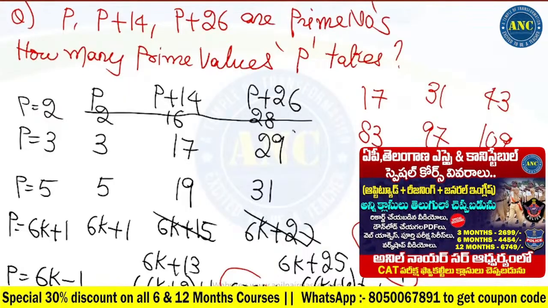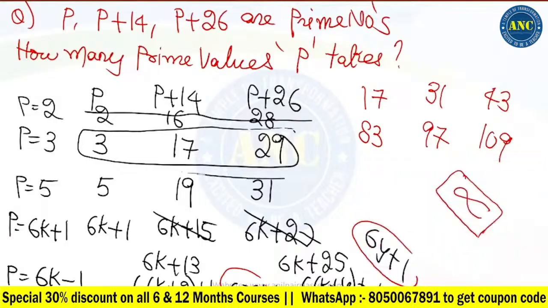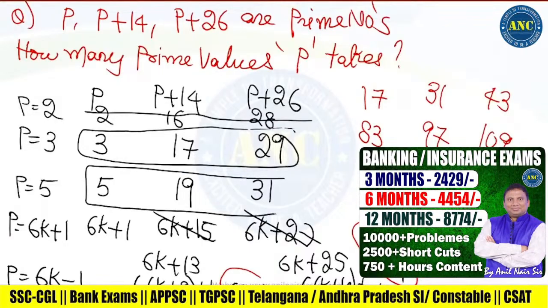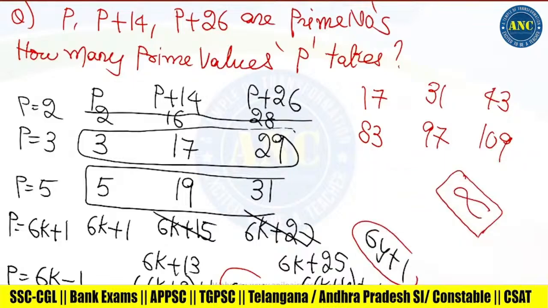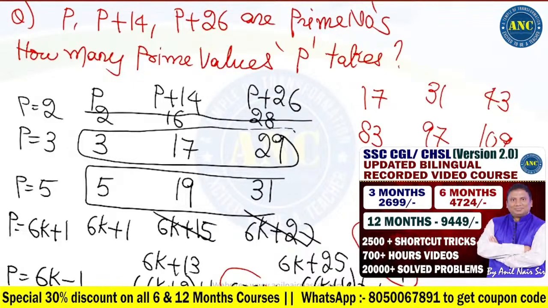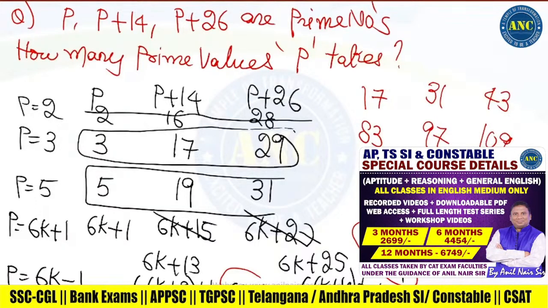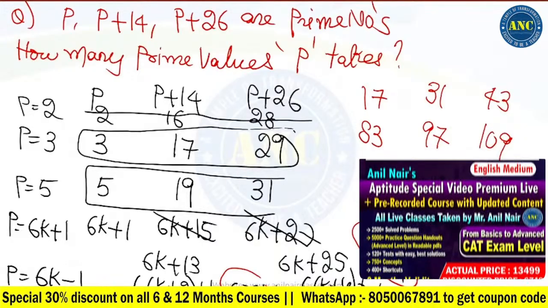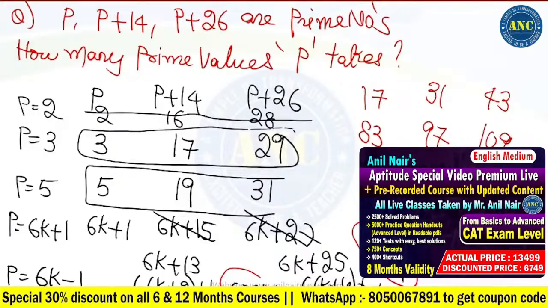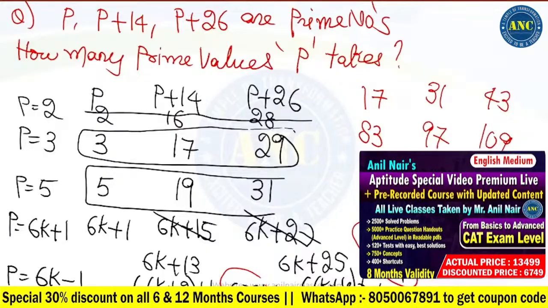So 3, 17, 29. These are possible, these also possible, and there are some prime numbers of the form 6k minus 1 that are possible. So many values plus 1 or 2 values, it will tend to countable infinite. The answer for this question is countable infinite. I hope the idea is clear. 2 questions, very easy questions if you understand the logic.